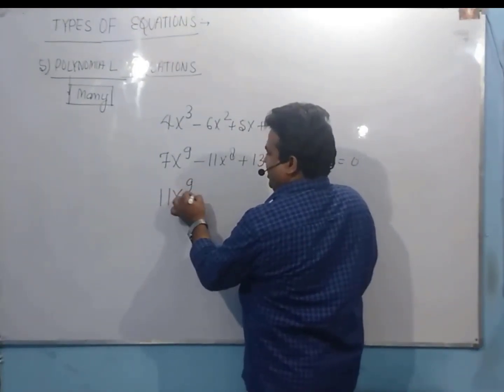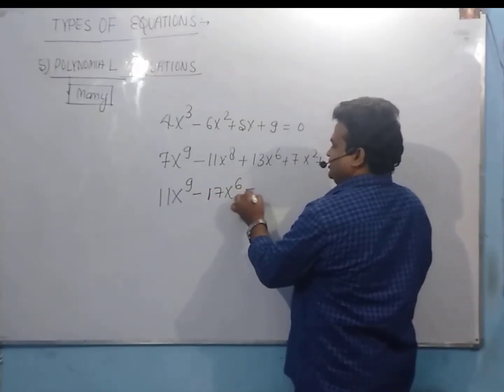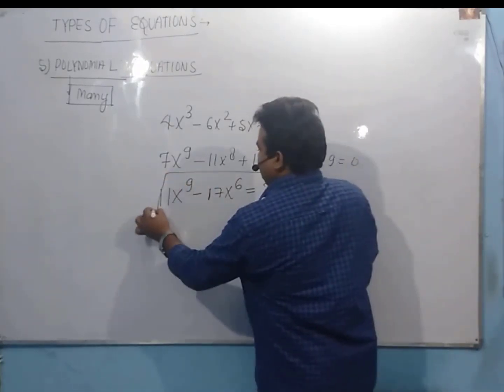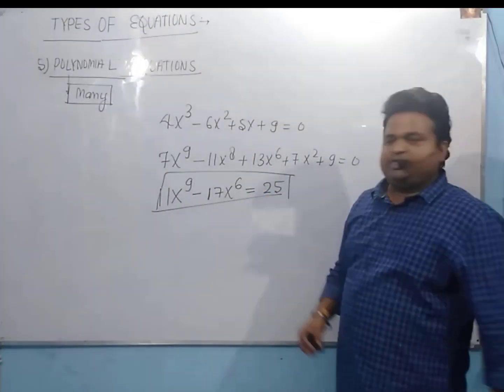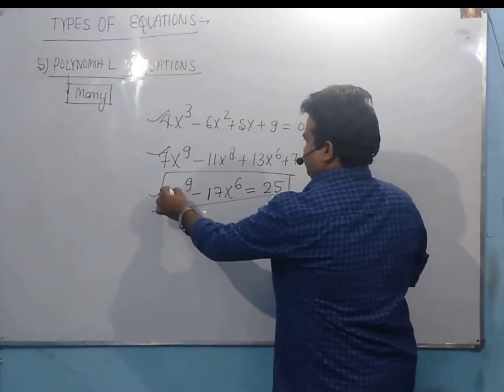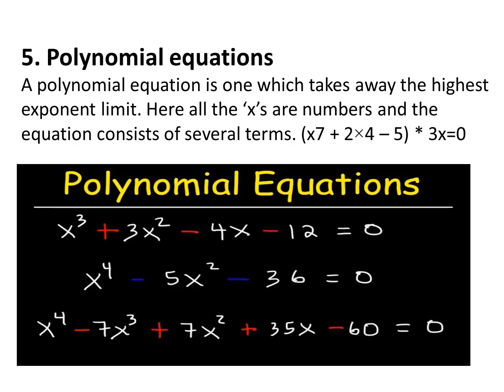x to the power 9 minus 17x to the power 6 is equal to 25. This is also a polynomial equation. So this is all about polynomial equations. You can write the definition: a polynomial equation is one which takes away the highest exponent limit. Here all the x are in numbers and it consists of several terms. This is a polynomial equation.